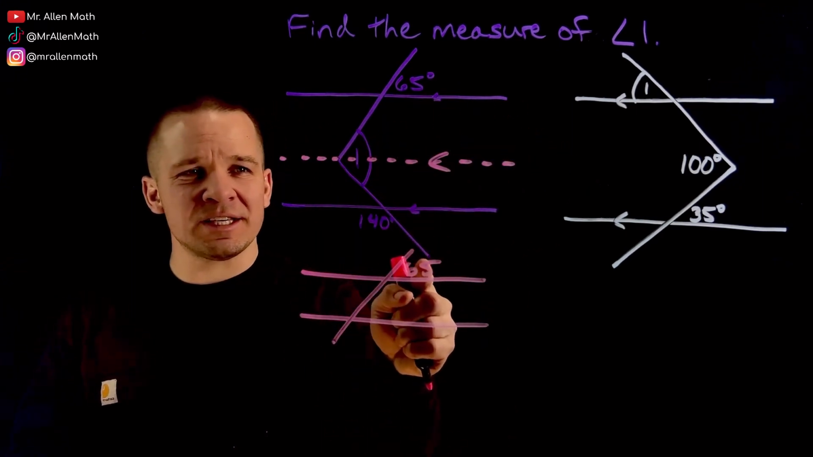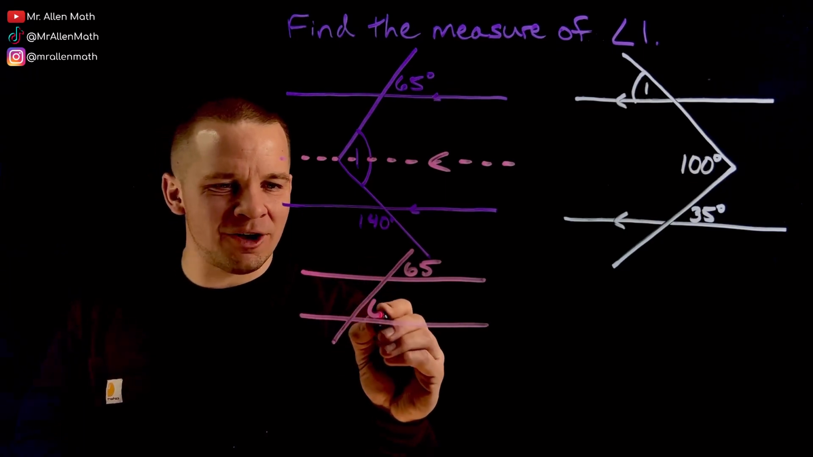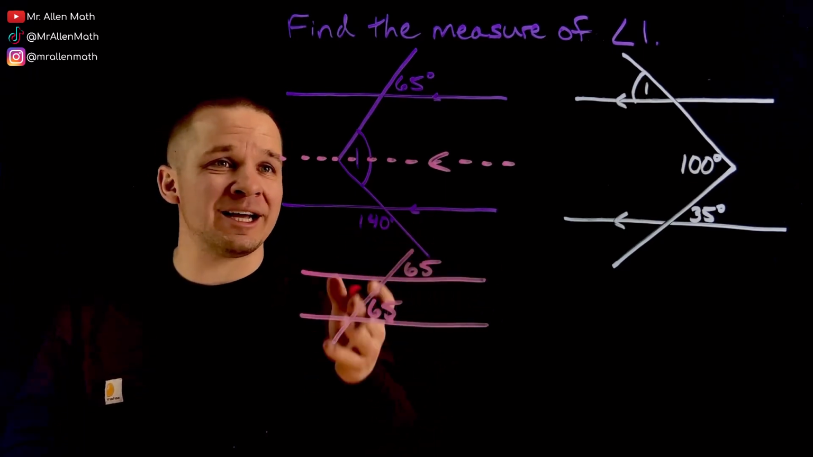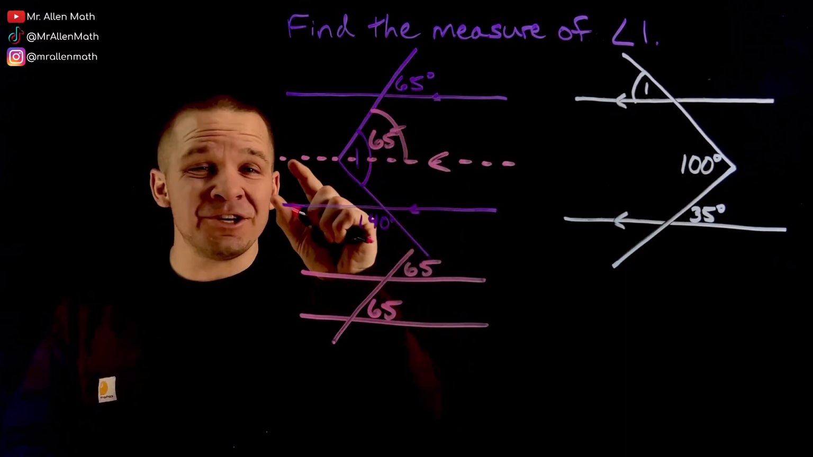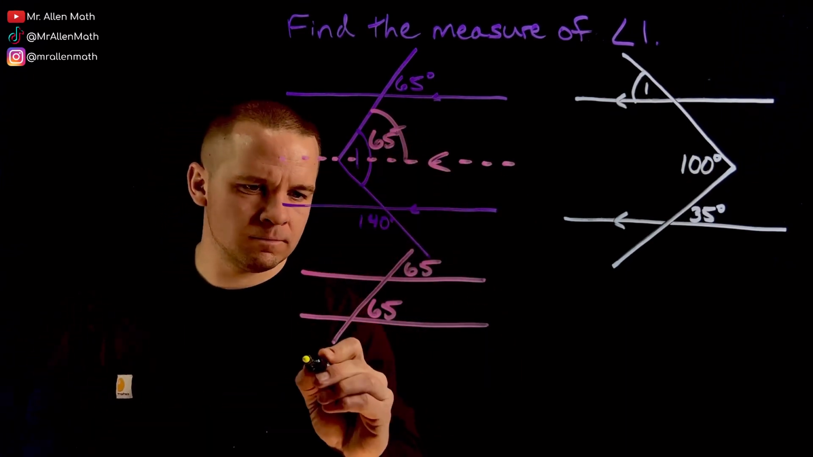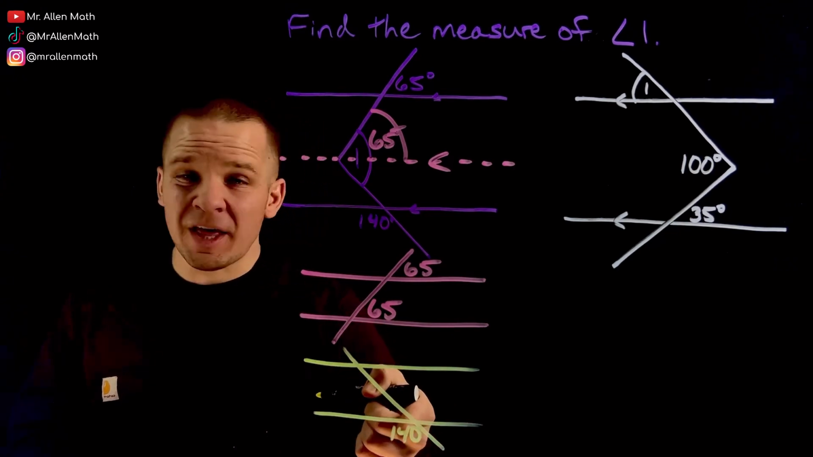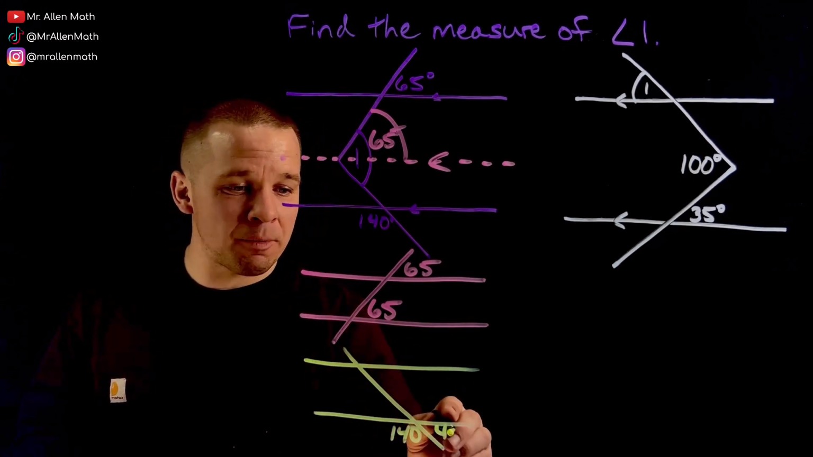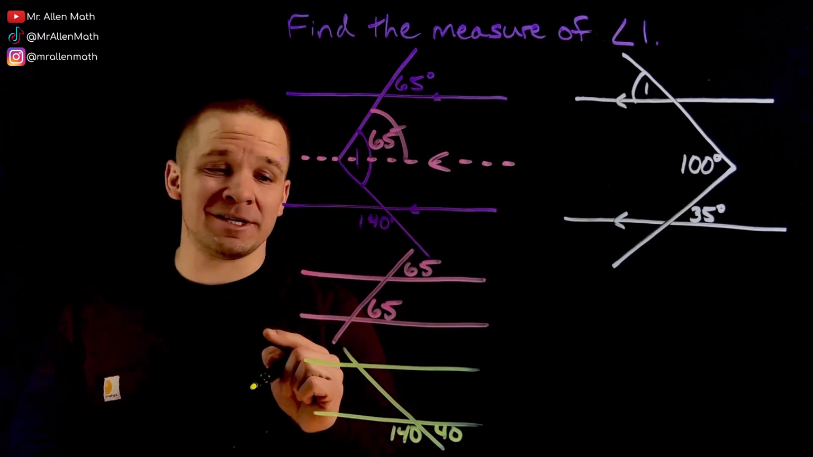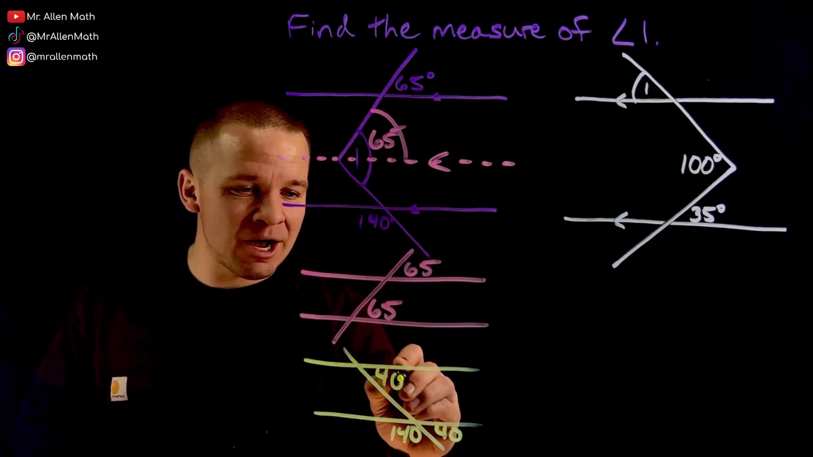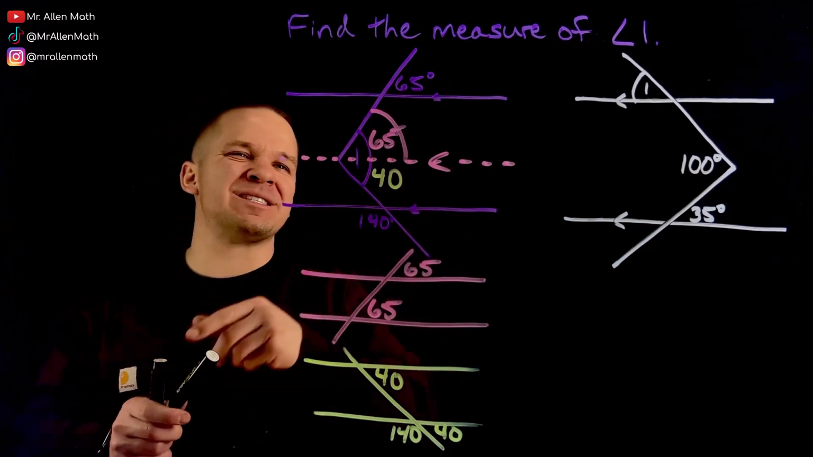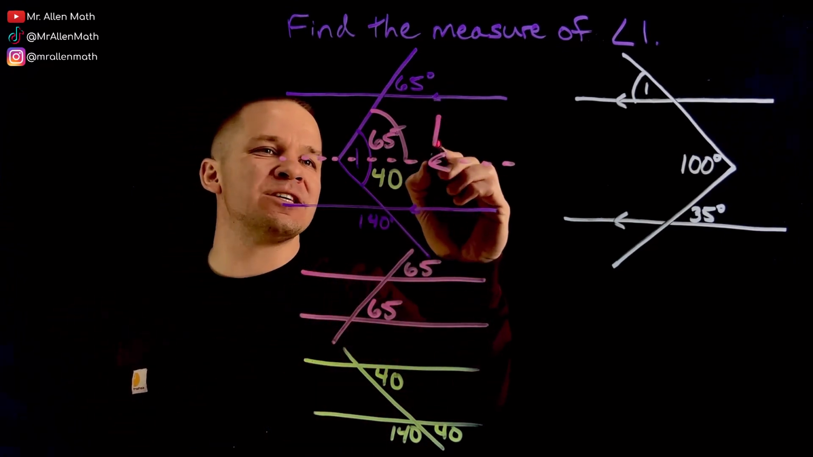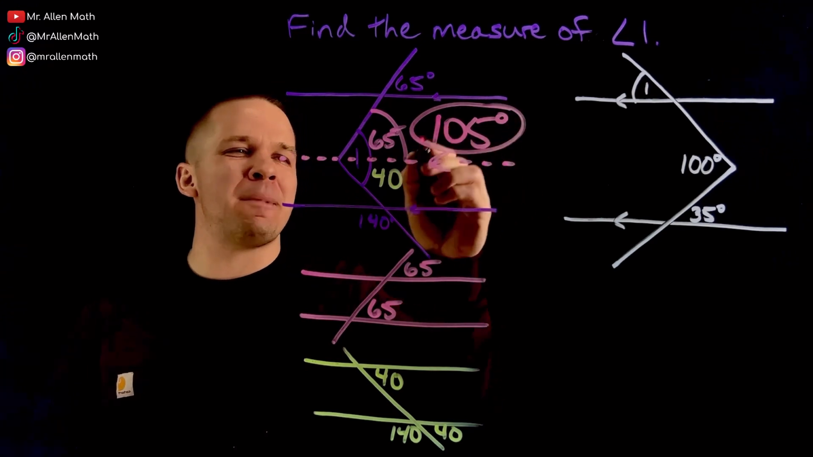So if this angle here is 65, this one right here is also 65. They are corresponding angles, and that's this little piece right here. I can do the same down below. So that part's 140. Right next to it is supplementary, that's going to be 40. And then once again, corresponding angles. This guy right here is 40, which makes this part right here 40. Add those two up. 65 plus 40 is 105. 105 for the measure of angle 1.